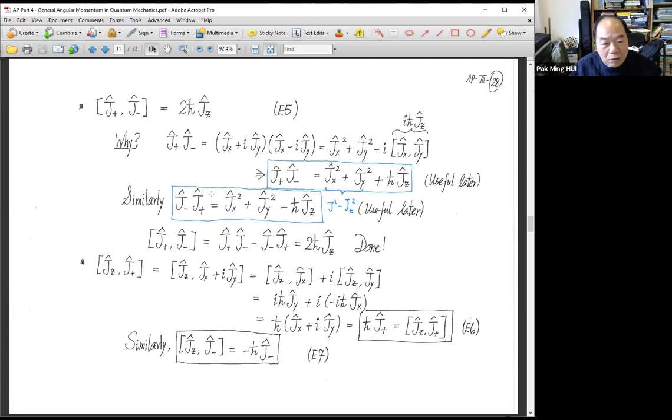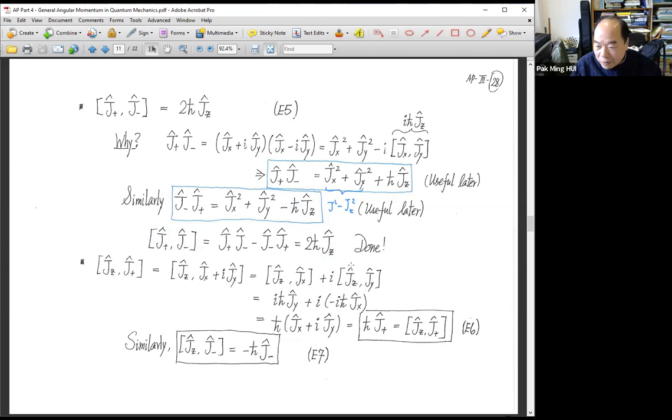Similarly, you can work out J minus J plus, following the same thing. The only difference is this is minus, this is plus, thereby this is a plus, and so on, okay? So you only pick up a different sign. Therefore, the commutation relation will be 2 h bar Jz.